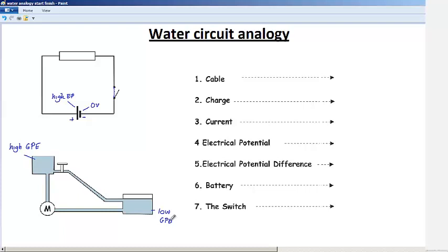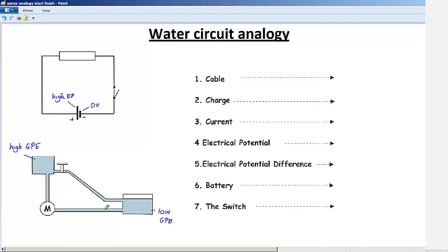Now, as soon as I open this tap, we know that water will flow, and it will always flow from the high GPE to the low GPE, in the same way that the charge in this electrical circuit will flow from a high electrical potential through to the low electrical potential. If we just open this tap and let the water flow, it will just keep flowing down and down, and there it will stay.